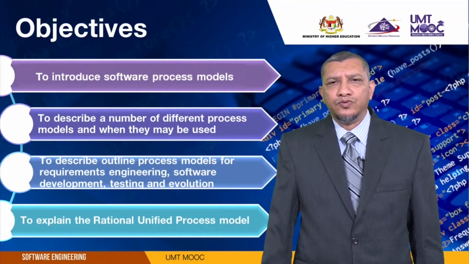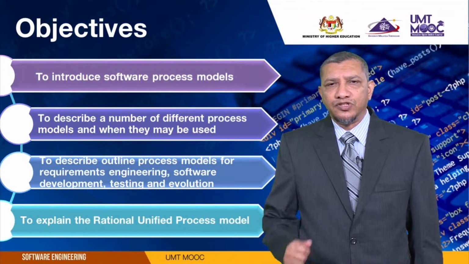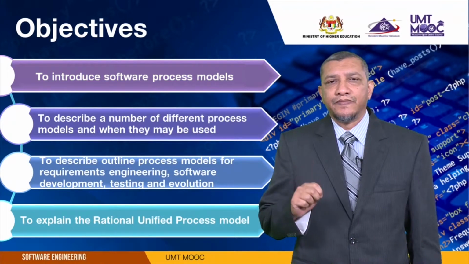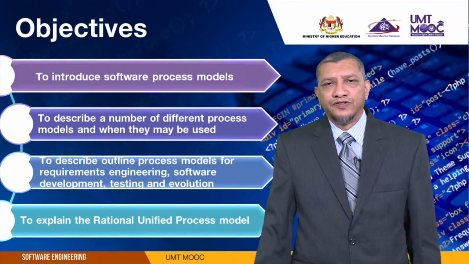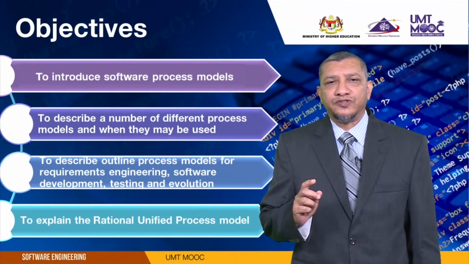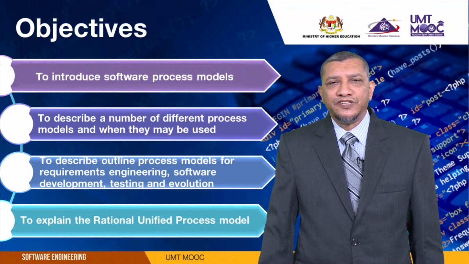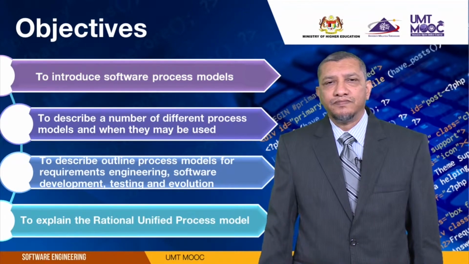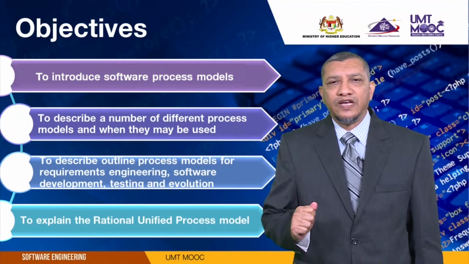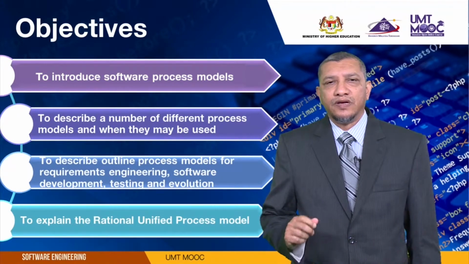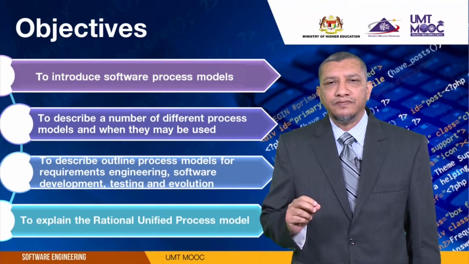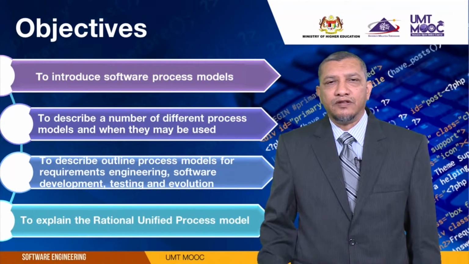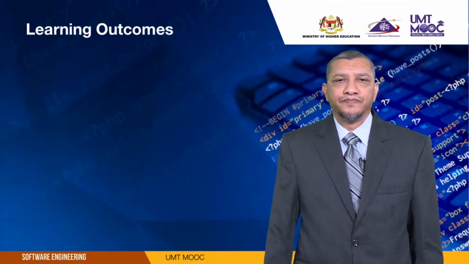In this video, we will discuss the software processes, which consist of 4 aspects. First, introduction to software process model. Second, describing the process model. The third one, outline the use of process model at the stage of requirement gathering, development, testing, and evolution. And lastly, discussion of the rational unified process model.